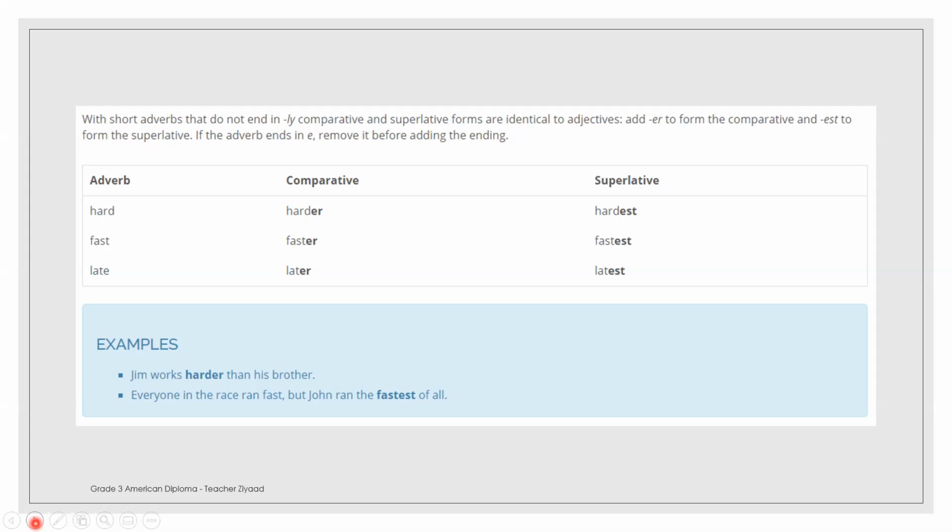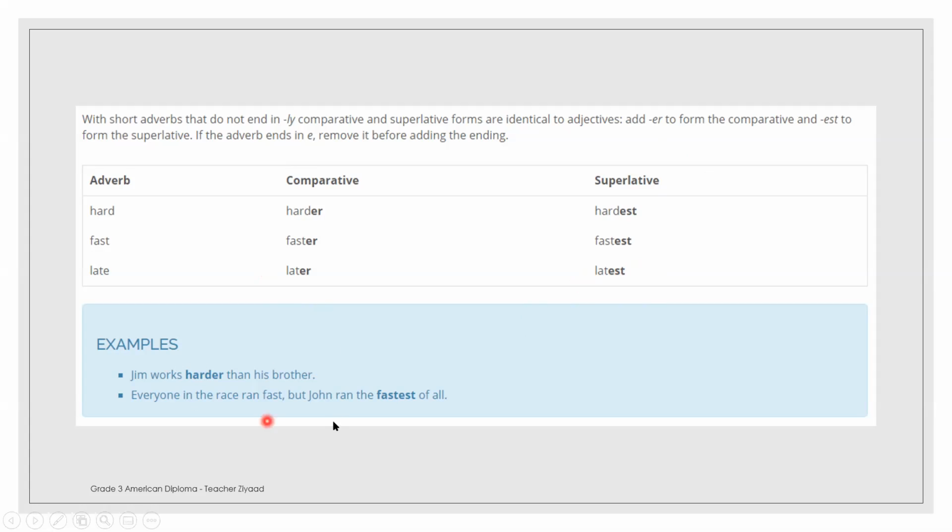I've got a couple of examples up on the screen. Our adverbs are hard, fast, and late. Comparative: hard, harder, where we add our er, as you can see over here. For our superlative form, we add our est, and that word is hardest. The next example is fast: faster, fastest. Late, later, and latest. Just to reiterate, the comparative form, where the word ends in er, compares two things to each other, and the superlative compares three or more things, right?